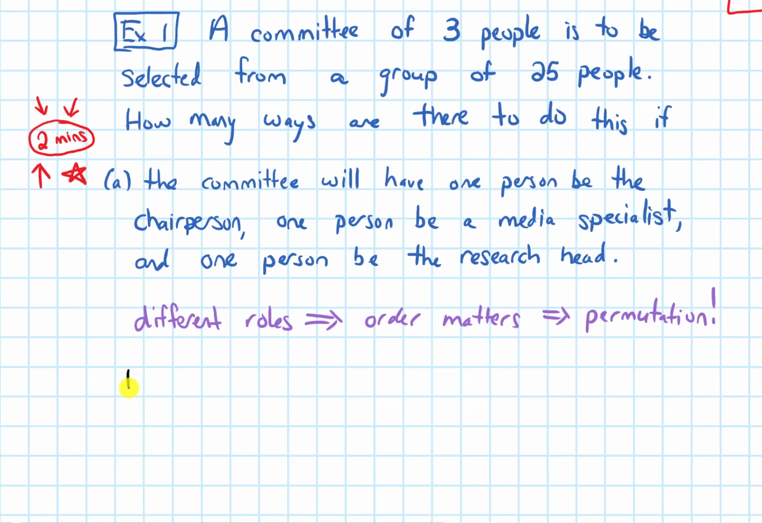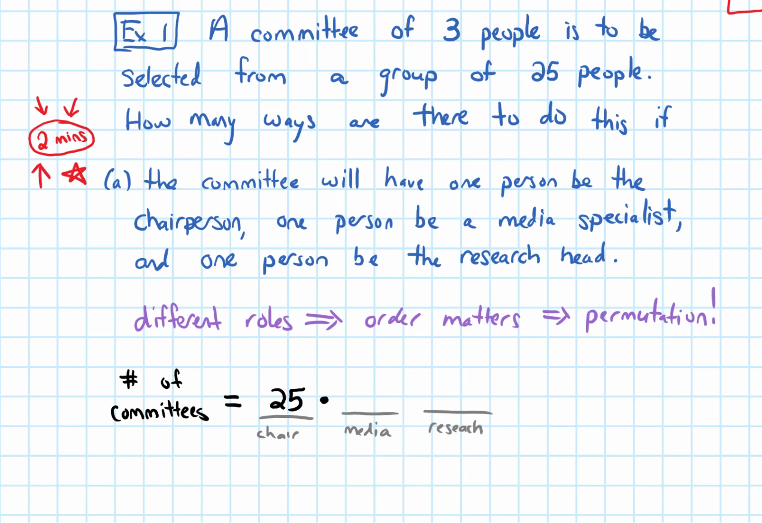So if we want to count the number of possible committees in this example, well, there's 25 ways to choose the person for the first spot. Let's say we pick the chairperson first. 25 ways to choose them. And let me just write down that I am going to pick the chairperson first. And then after that, maybe we'll pick the media specialist. And then after that, we'll pick the research head.